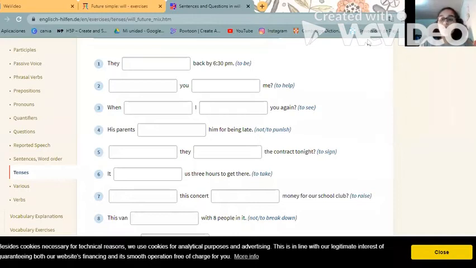Now let's do some little practice with the things we have talked about. Let's see. Here we have some sentences that we have to complete with will. Remember, will and the verb in the base form or infinitive. Remember that base form of the verb is the same as the infinitive form. They, remember, first go the subject, then will, and then the verb in base form. They will be back by 6:30 p.m.